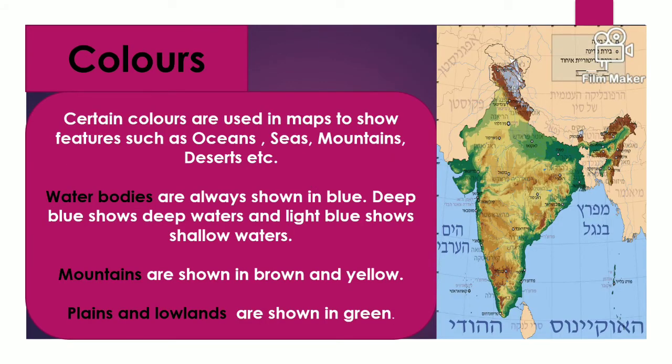Colors. Certain standard colors are used in maps to show features such as oceans, seas, mountains, plains and deserts. So children, water bodies are always shown in blue. Deep blue shows deep waters and light blue shows shallow waters. Mountains and highlands are shown in brown and yellow. Dark brown shows high mountains, light brown shows lower mountains and hills, yellow shows plateaus. Plains and lowlands are shown in green color.